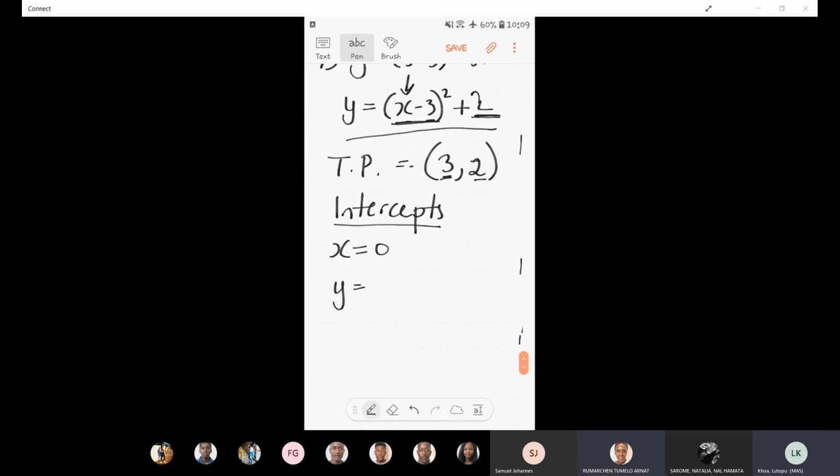For the turning point, can I also use the other formula? Yes, you can use minus b over 2a. That is also fine.